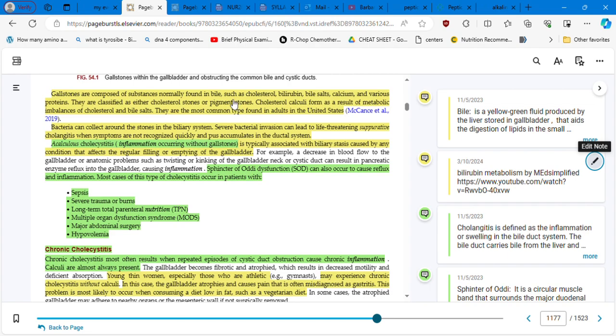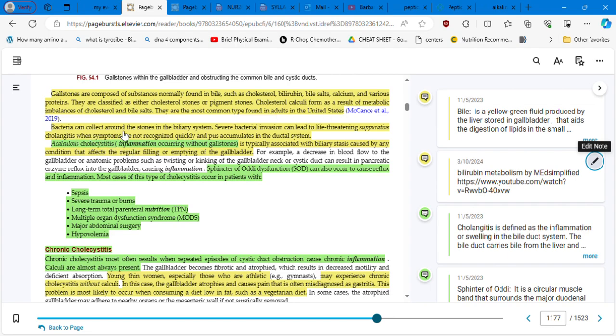We know what bile is made of, such as cholesterol, bilirubin, bile salts, calcium, and other proteins. Gallstones are classified as either cholesterol stones or pigment stones, okay? Now, cholesterol stones form as a result of metabolic imbalances of cholesterol and bile salts. We know that. They are the most common type found in adults in the United States.